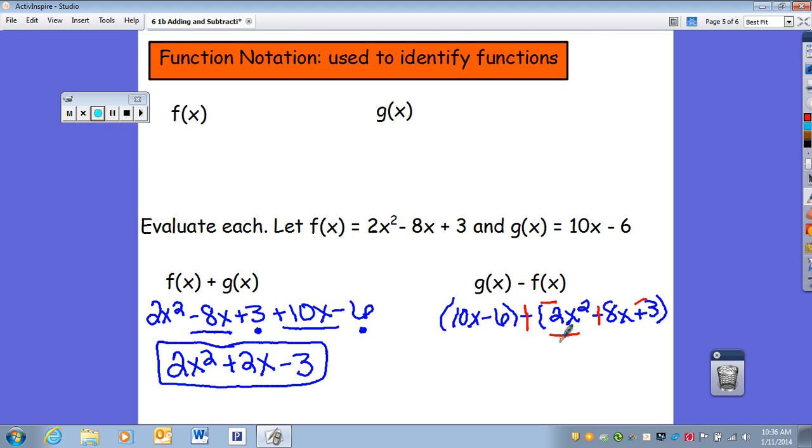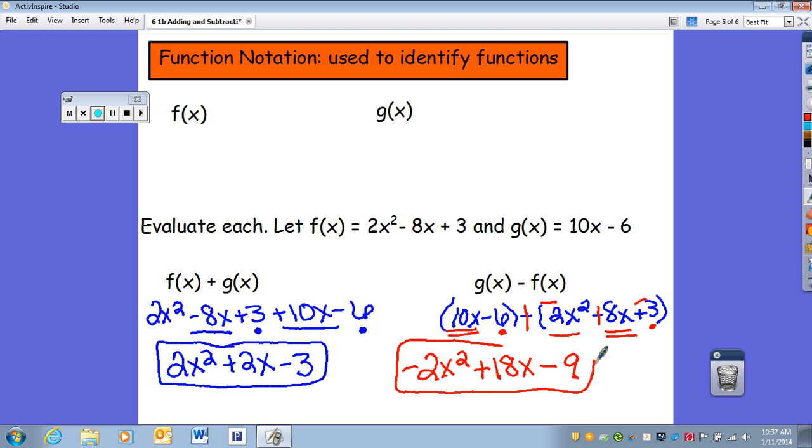First, I have my negative 2x squared, and I don't have anything to combine with that, so that is my first term when I'm writing my polynomial in standard form. Next, I have my 10x, and I have a positive 8x. When I combine those two together, I have 18x. And lastly, I have negative 6 and a negative 3, which gives me negative 9. When I have now subtracted my two polynomials, I have combined like terms, written my final answer in standard form.